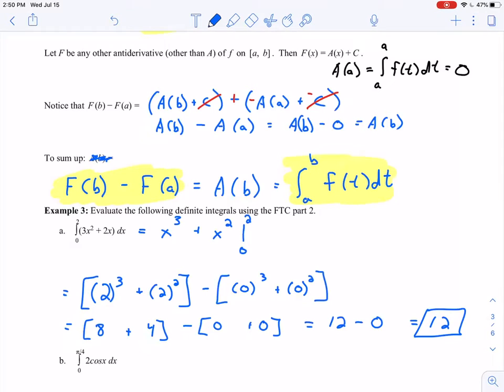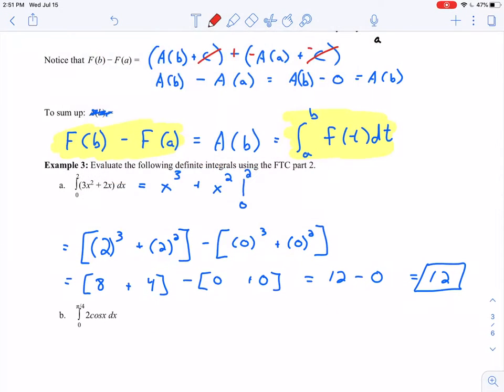So that also means that if I wanted to look at the area bounded by 3x squared plus 2x over the interval 0 to 2, I can actually tell you what the net area is. It's 12. This is so cool, guys. I'm so excited. I'm so jazzed about this.